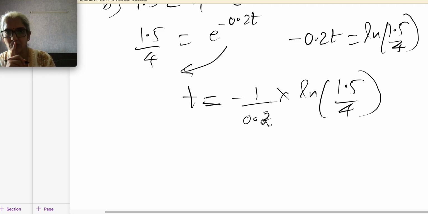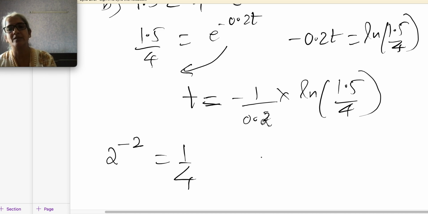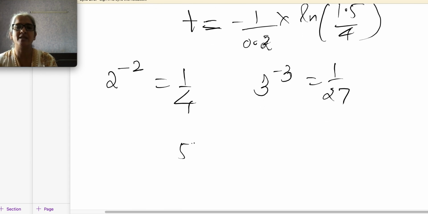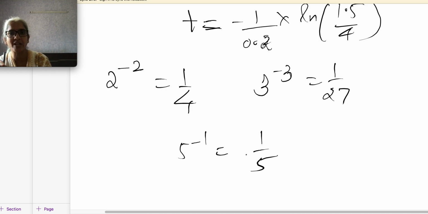Let me remind you, log is the inverse operation of an exponent. So whenever I get a fraction, when do I get a fraction in case of an exponent? So 2 raised to minus 2 is 1/4. 3 raised to minus 3 is 1 by 27. 5 raised to minus 1 is 1 by 5. So whenever I have a fraction, the exponent is usually a negative number. So ln of a fraction, the opposite, right? Ln of a fraction must always give me a negative value. So 1.5 divided by 4 is a fraction. So ln of 1.5 divided by 4 should be a negative number, and therefore time will be positive.